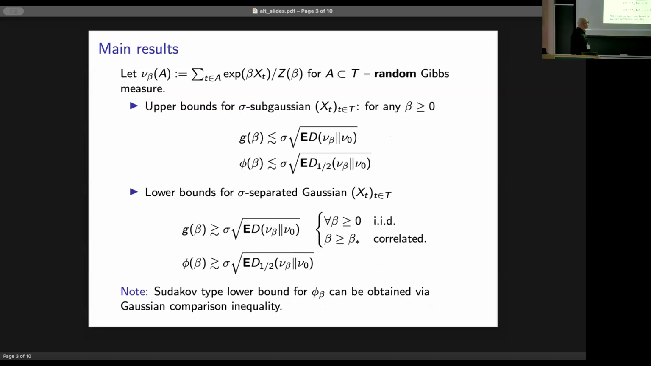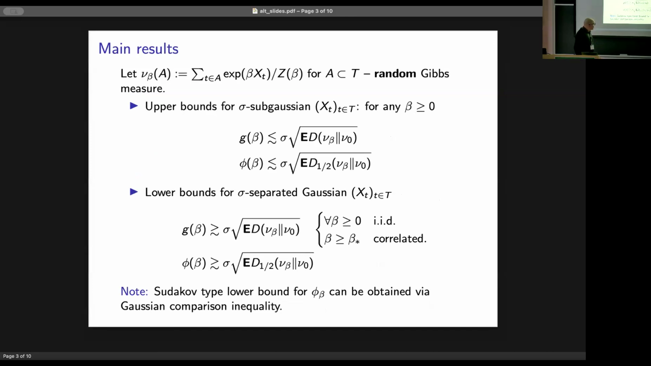So here are the main results. We're considering T to be a finite set. And as I said, we can define this Gibbs measure. It's a random probability measure on the index space. And we're going to show upper and lower bounds on both of these quantities that I defined in the previous slide, the quenched Gibbs average and the free energy.